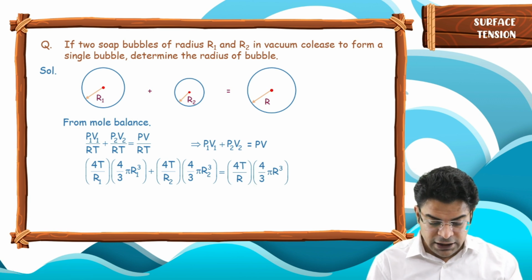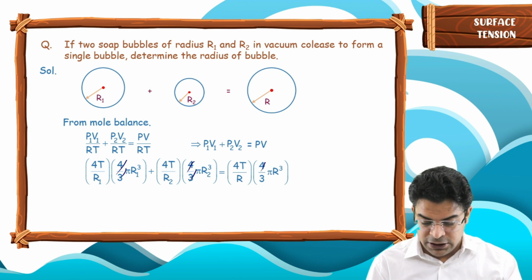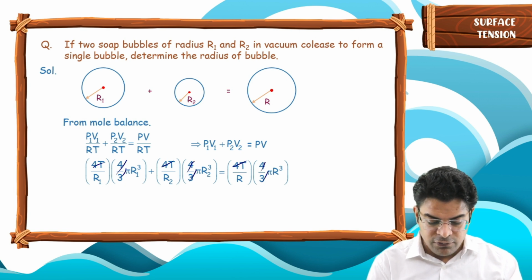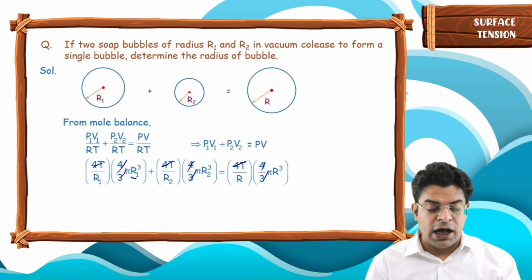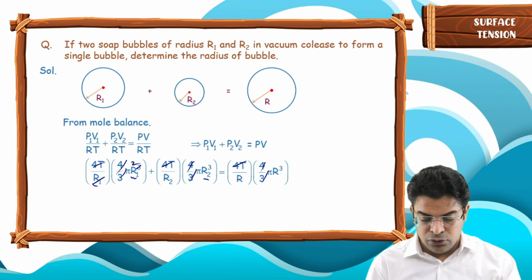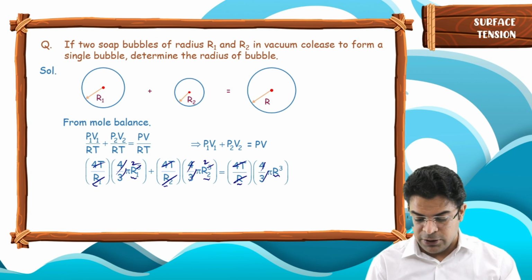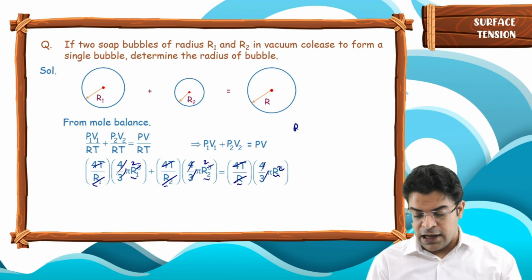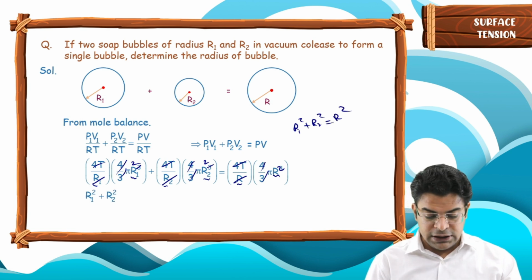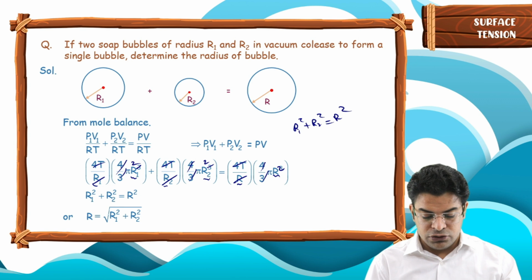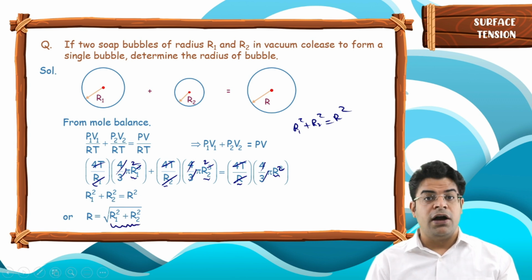So here you can cancel out 4π by 3, 4π by 3, 4π by 3, and 4T, 4T, 4T. In the first term you have R1 cube by R1, this becomes R1 square. In the second term you have R2 cube by R2, this becomes R2 square. And on the right hand side you have R cube by R, that becomes R square. So what you get is R1 square plus R2 square equals R square, or you can say R comes out to be equal to root of R1 square plus R2 square.